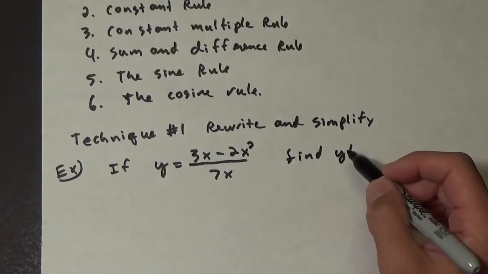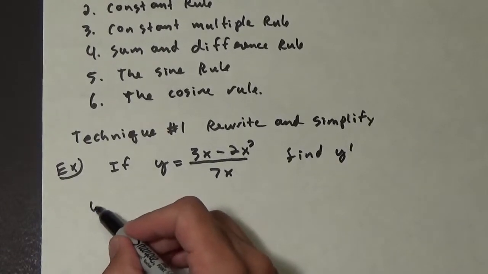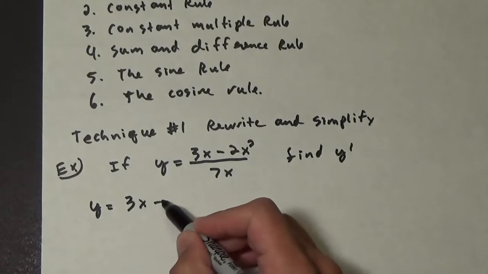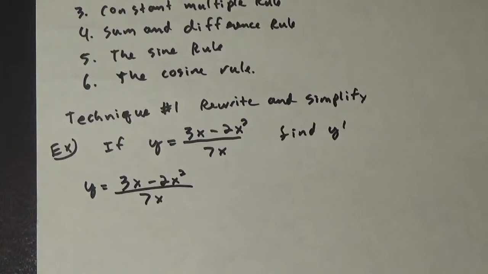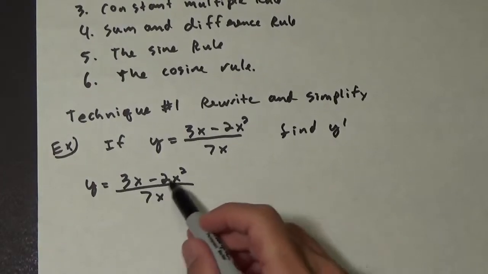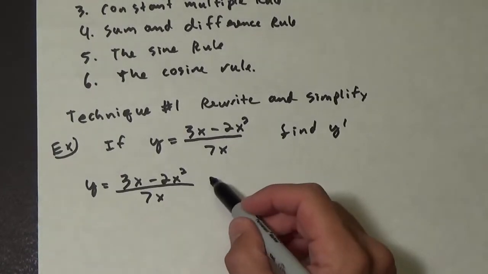Okay, so when we start off with this, we have y equals (3x minus 2x squared) all over 7x. And as of right now, there's no way for us to figure out the derivative of that. So we're thinking, how do we take the derivative of it? But then we remember our technique of rewrite and simplify. So watch how we rewrite this equation to make it in a much simpler form.